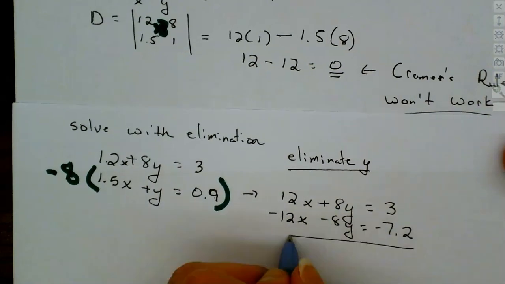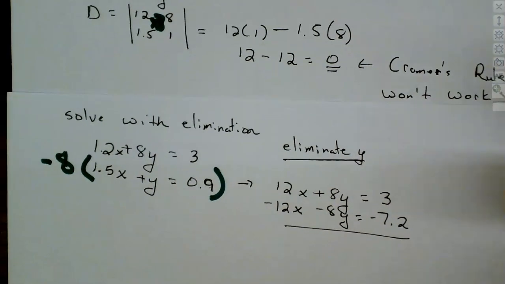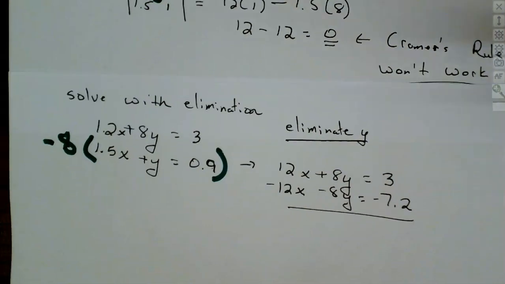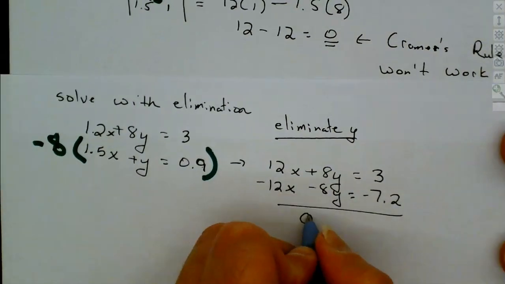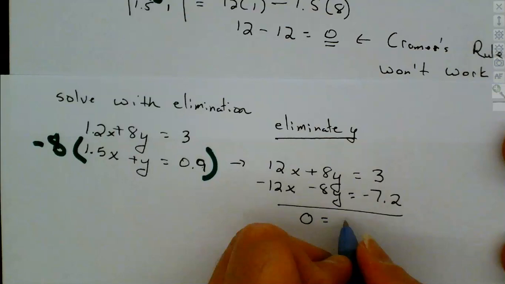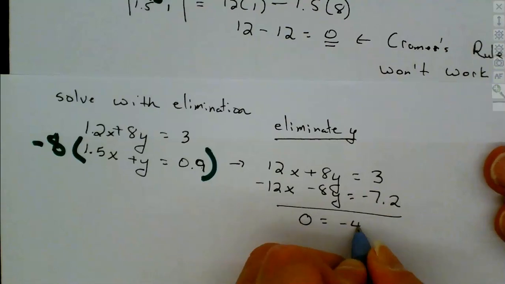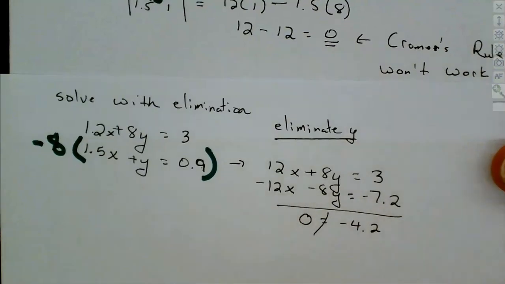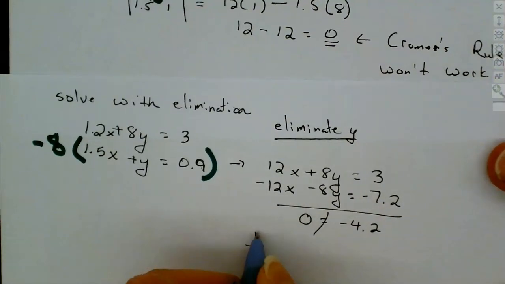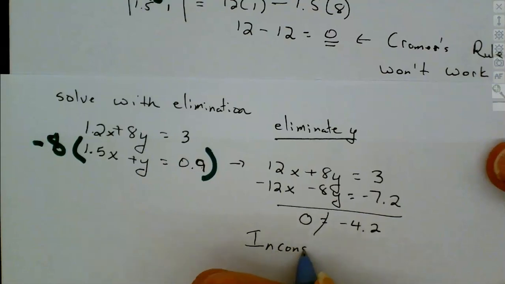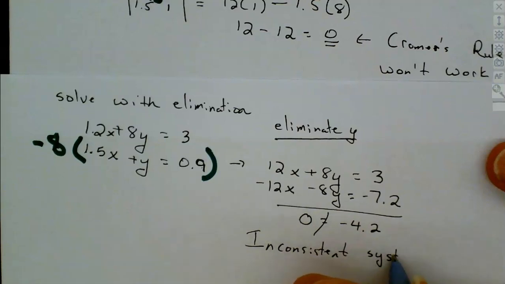Now, what happens when I add them again? We talked about these last time. It gives you 0 equals 3 minus 7.2. It should come out to be a minus 4.2, isn't it? And does 0 equal minus 4.2? No. So this is an inconsistent system and no solution.